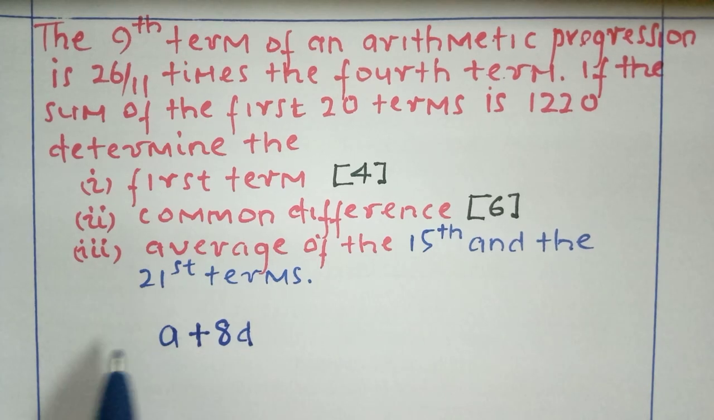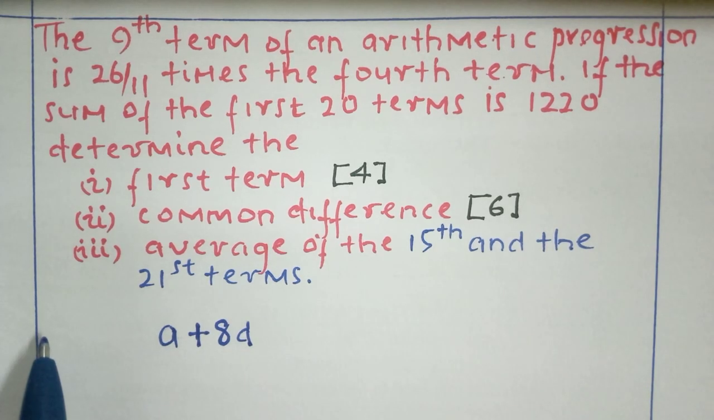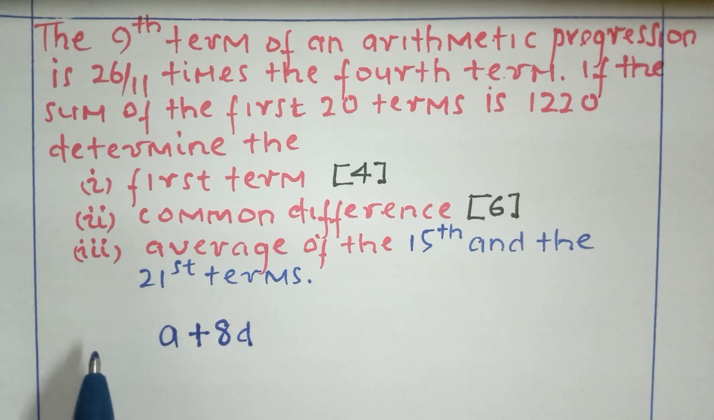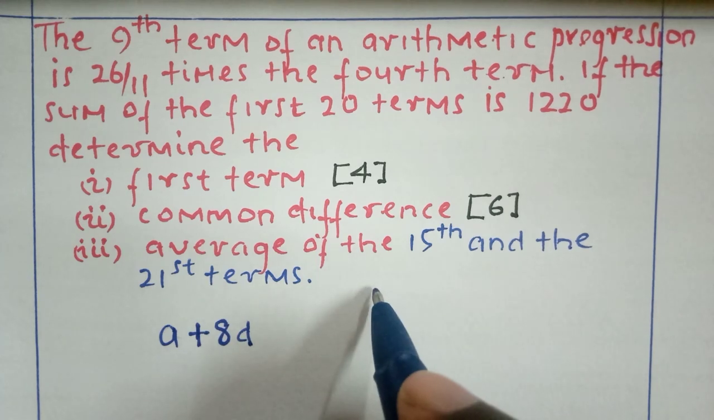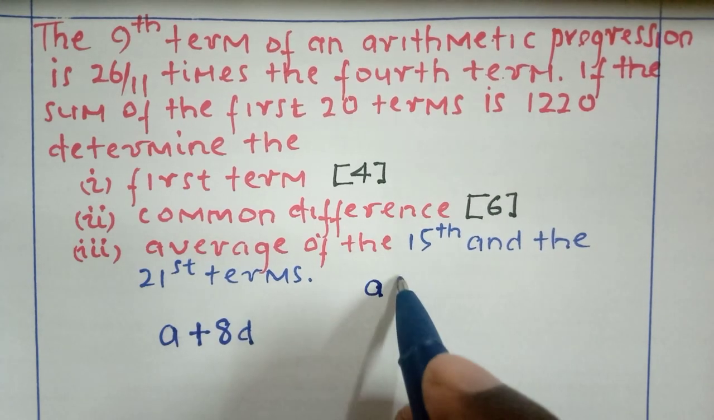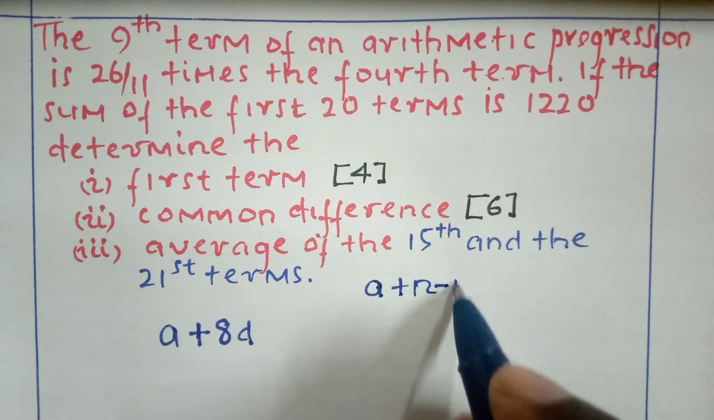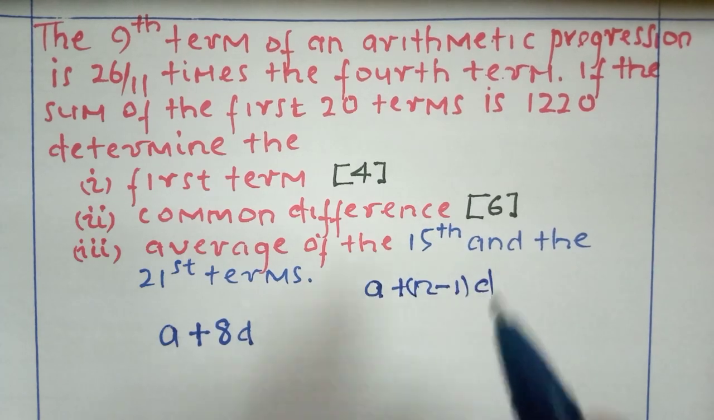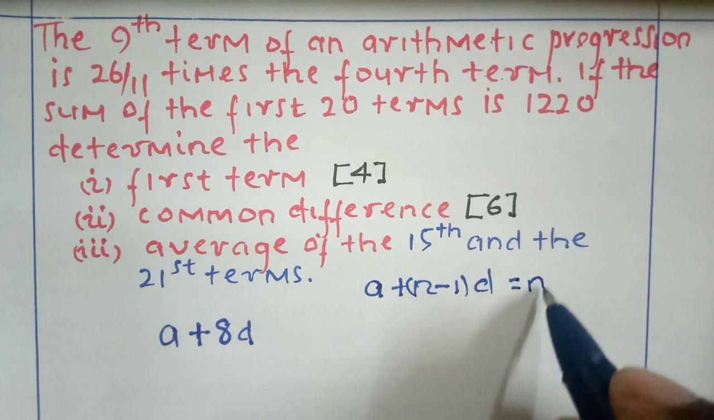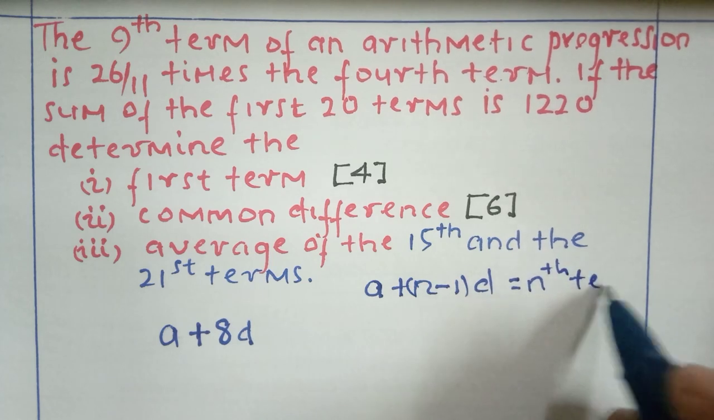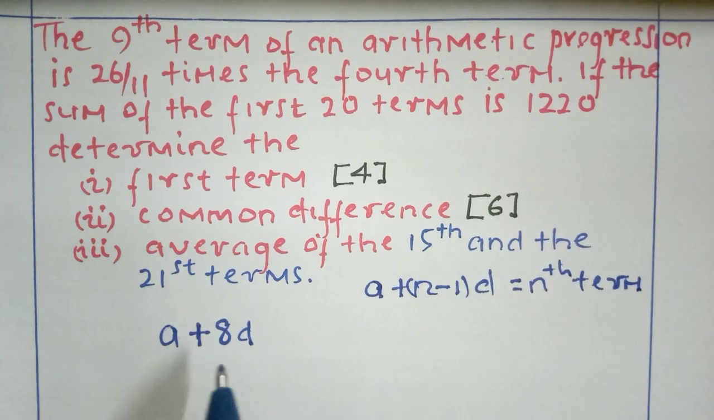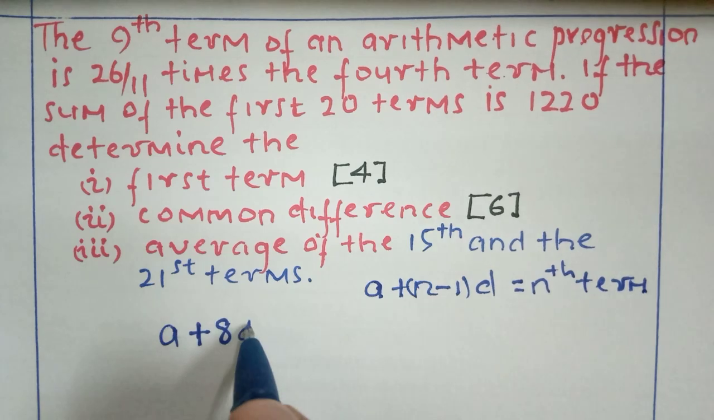Because when you are talking of the first term, we say it is A, the second term is A plus D, the third term is A plus 2D, meaning that if it is the nth term, this one is always less. In other words, the nth term is A plus (n minus 1)D. So when we talk of the ninth term, this is what we get.